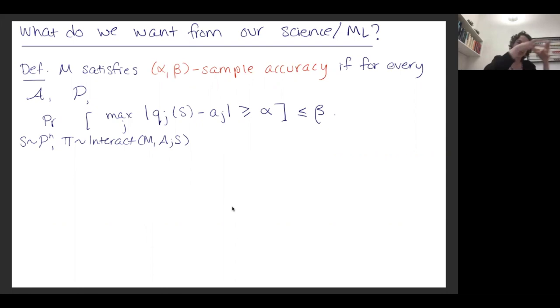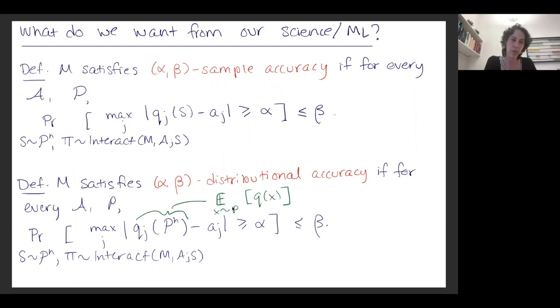So this is saying that we're doing science that is accurate for the sample, but what we really wanted was to do science that's accurate for the distribution. We're going to call that distributional accuracy, and we're going to write a very similar definition. Again, probabilities are going to be taken over the sampling of the database and over the randomness of the mechanism and of the analyst. And here we want to say that the worst query is not too far off. What two things are not too far off? The query evaluated on the underlying distribution and the answer that we give. So except with small probability, those two are very close. Okay?